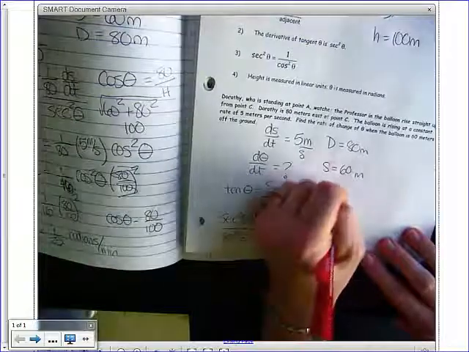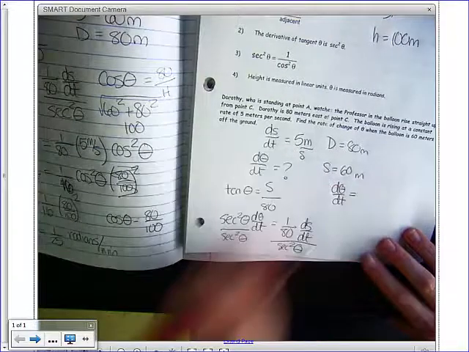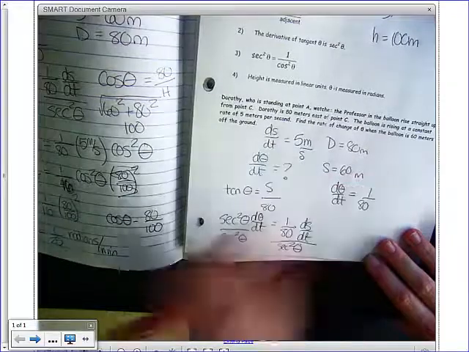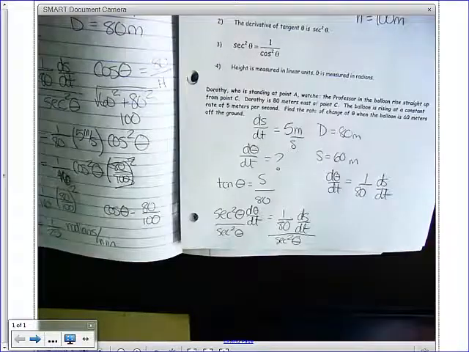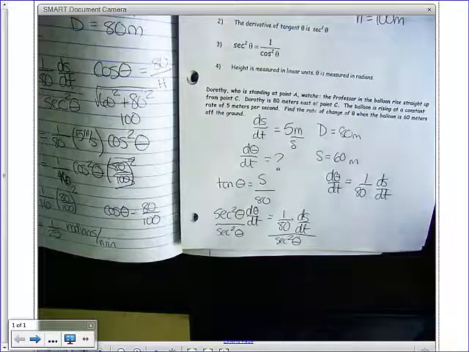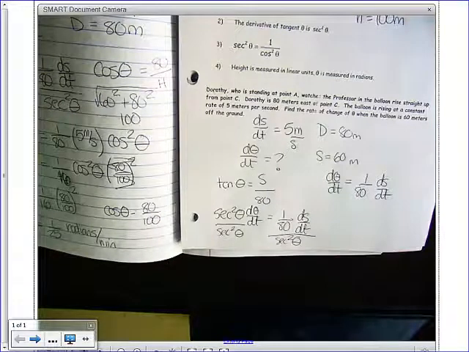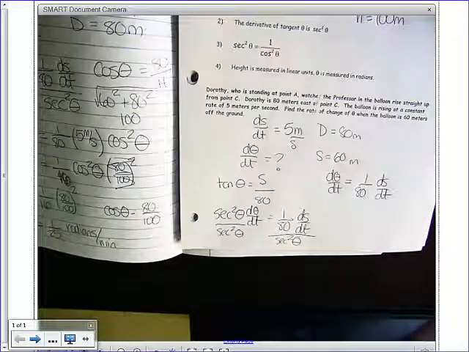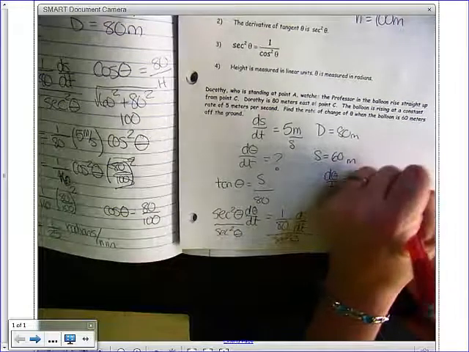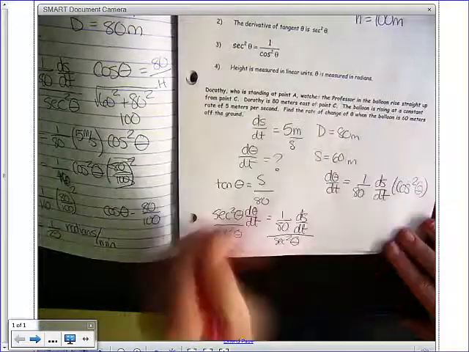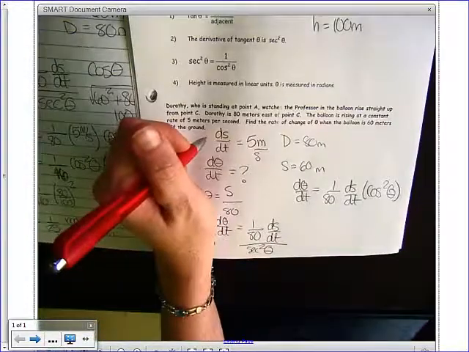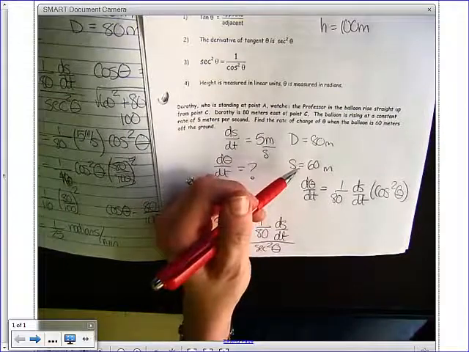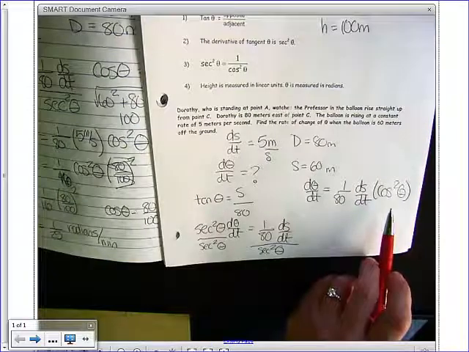So d theta dt equals 1 over 80 times ds dt. There you go. And then for secant squared, well, that's still divided by secant squared, but remember, secant squared is 1 over cosine squared, so since this is 1 over secant squared, it just becomes times cosine squared theta. Well, I know something for ds dt. I know my d and my s. I need to figure out something for cosine theta, cosine squared theta.